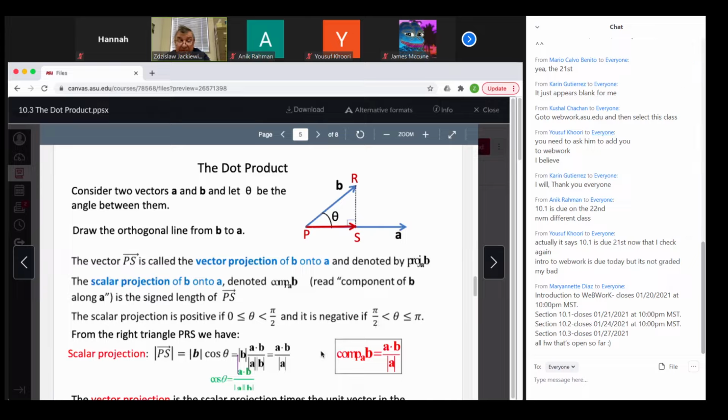So of course, from the right triangle, this is the right triangle, so you see that the magnitude of the vector PS is the magnitude of the vector B times cosine theta. Of course, cosine theta can be positive or negative. So that's why this thing can be positive or negative. The notation maybe is not perfect. Yeah, cosine can be positive or negative.